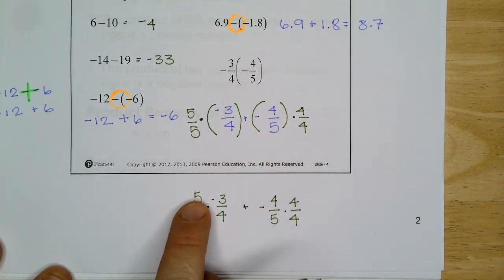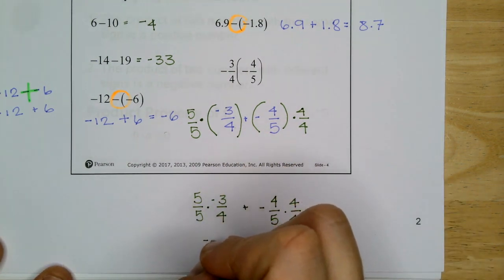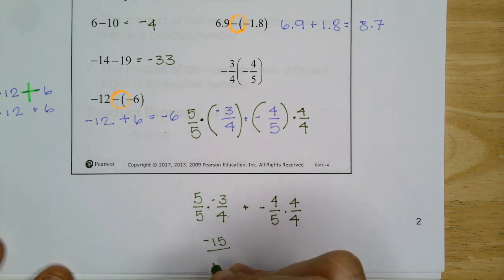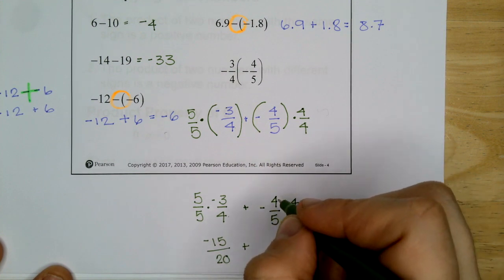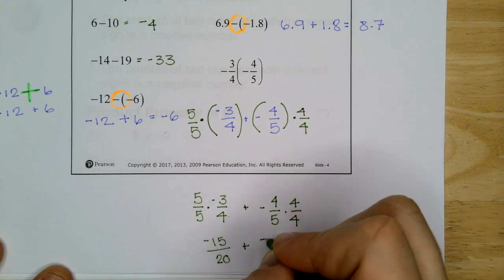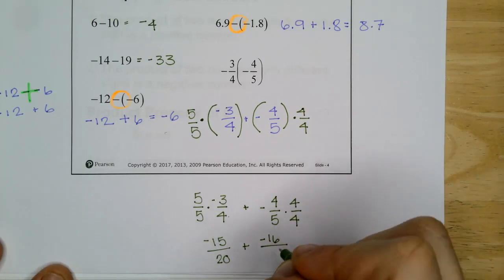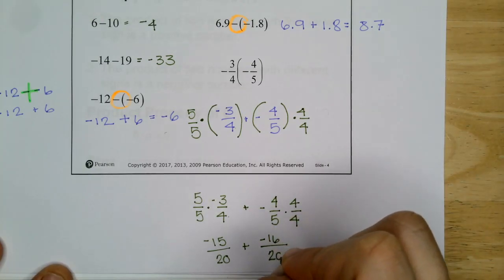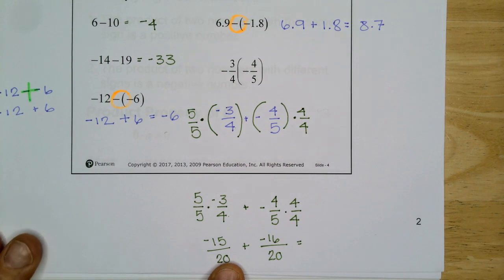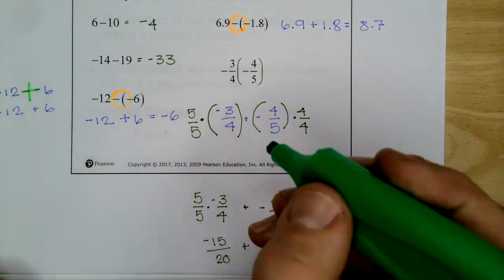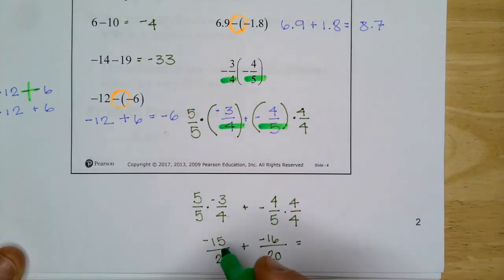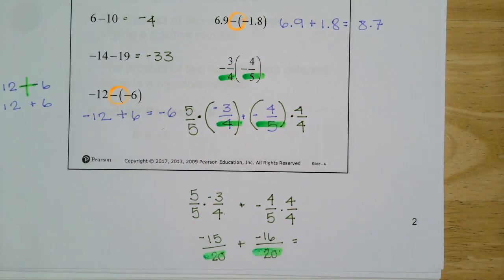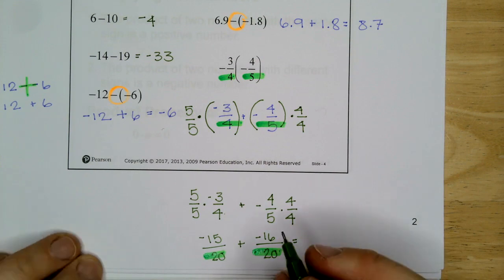Now you're just going to multiply straight across. 5 times a negative 3 is going to be a negative 15. 5 times 4 is going to be 20, like we practiced, like we saw, the common denominator. Negative 4 times 4 is a negative 16. 5 times 4 is 20. Now I have the common denominator. So we had 4 and 5 as our denominators. Now we have 20 as both denominators. That's what we want when we say we want a common denominator.